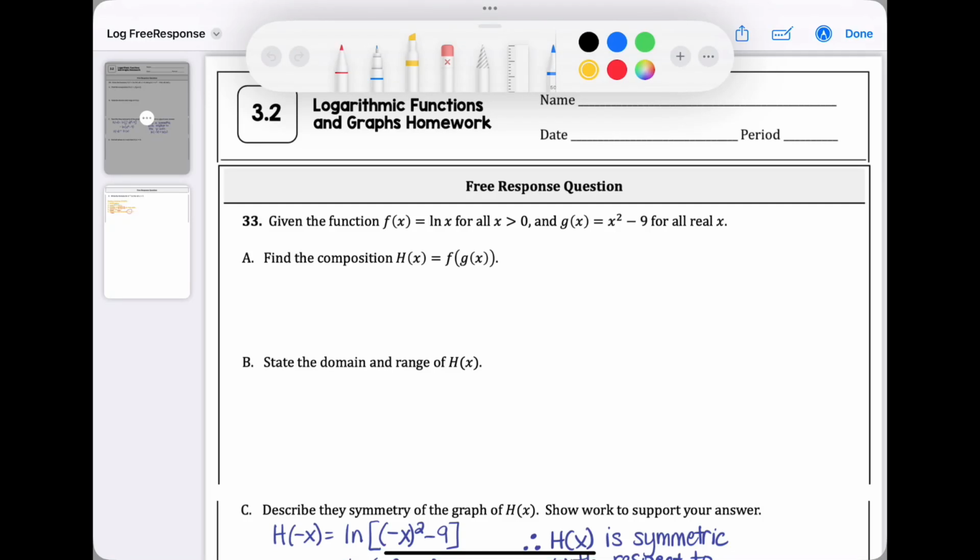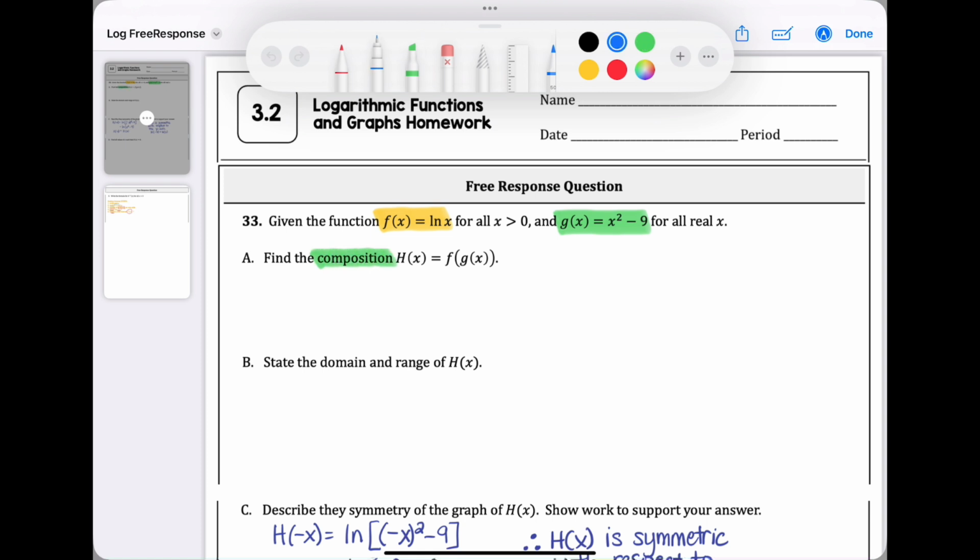In this video, we're going to talk about the 3.2 free response question. Number 33, given two functions. One is f of x equal to a log function, that is the natural log. And one is the function g equal to x squared minus 9.